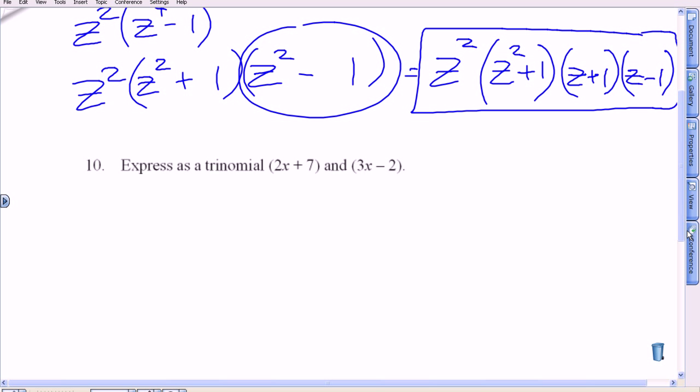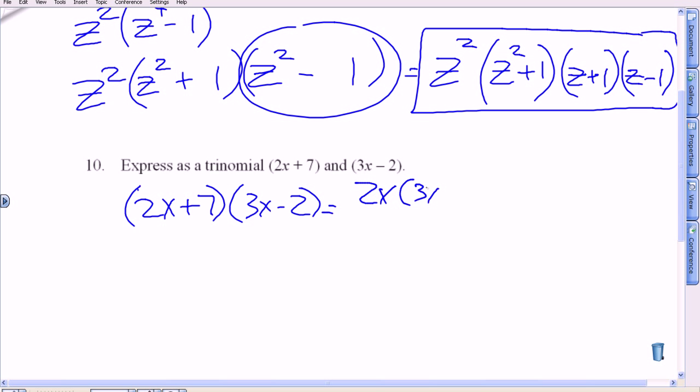Last but not least, number 10, we are going to express as a trinomial. Now what they're talking about is you want to multiply these together. If 2x plus 7 and 3x minus 2 are factors of a trinomial, we can multiply them together to find that trinomial. So the directions are a little bit confusing, but ultimately it's just multiplication that you're going to be doing.